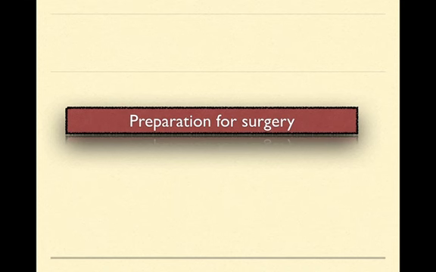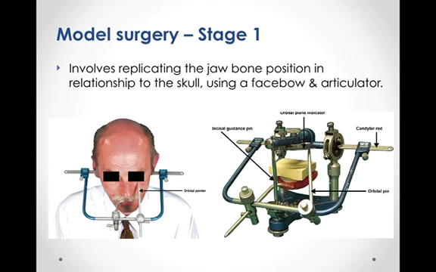So now, once we have done with the preparation of the patient, we are ready to go for surgery. So we do something we call the preparation for the surgery. Now the patient is ready to go for the surgery, but how will the surgeon know exactly how to move the jaws and what is the amount of the tooth movement? What we do is something we call model surgery.